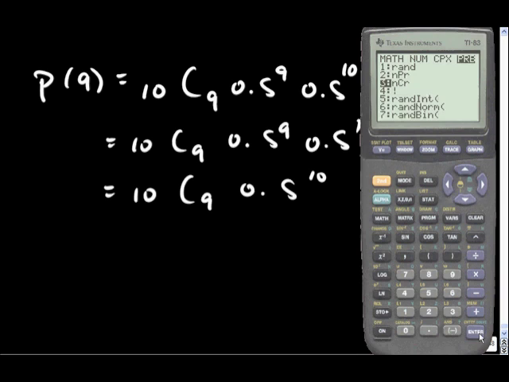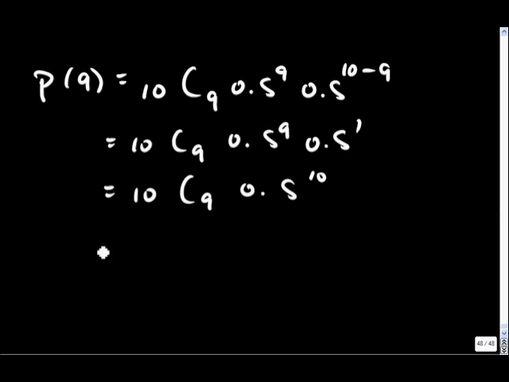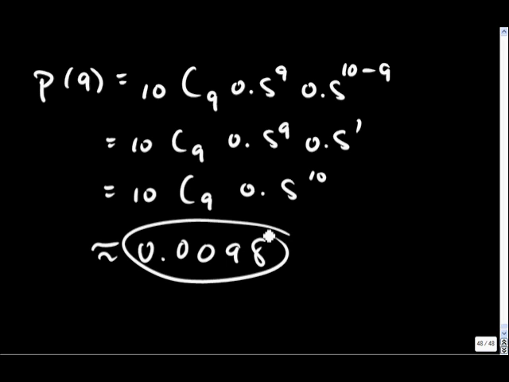Find our combination key. This is 10C9 times 0.5 to the 10th power. The 7 is in the 10,000ths position. The digit to the right is a 6, so the answer is 0.0098. This is approximating to the 10,000ths position.